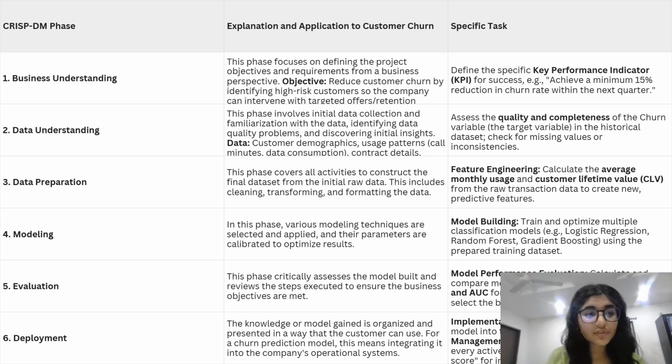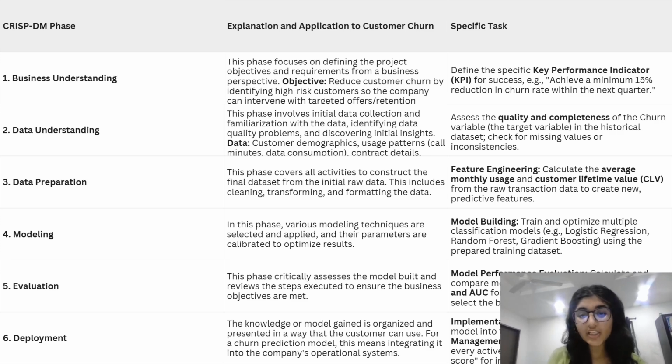Then the second phase is data understanding. This phase involves initial data collection and familiarization with the data, identifying data quality problems and discovering initial insights. The data is customer demographics and usage patterns. Its specific task includes assessing the quality and completeness of the churn variable in the historical dataset, also checking missing values and inconsistencies. Then the third phase is data preparation.